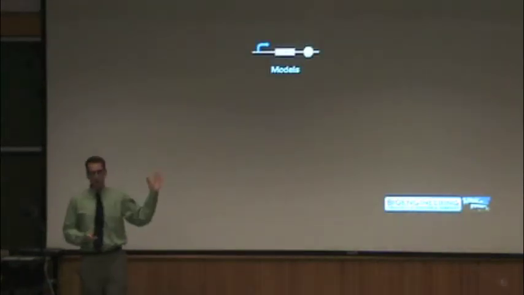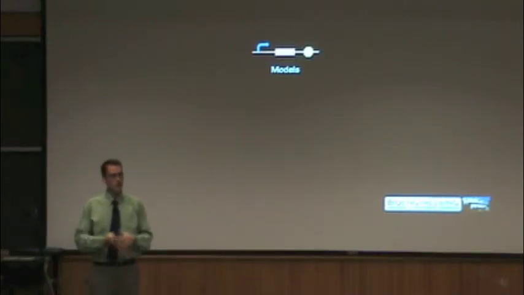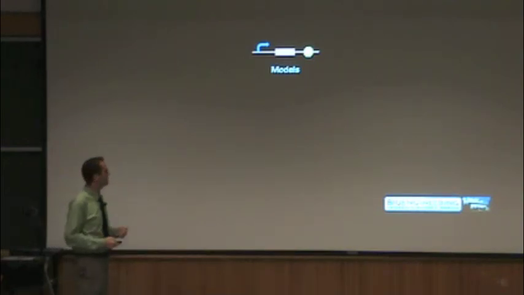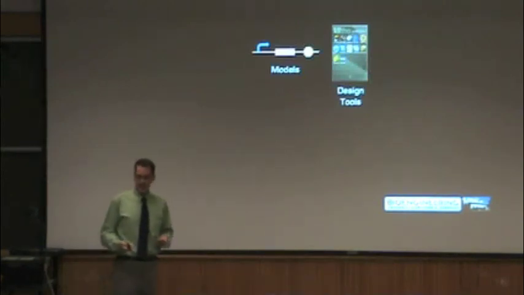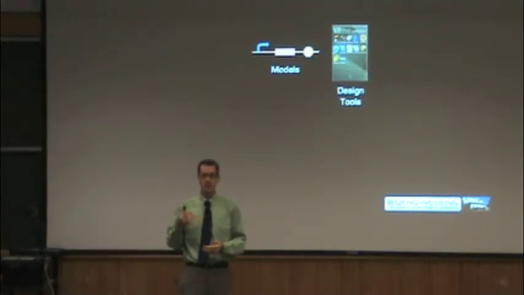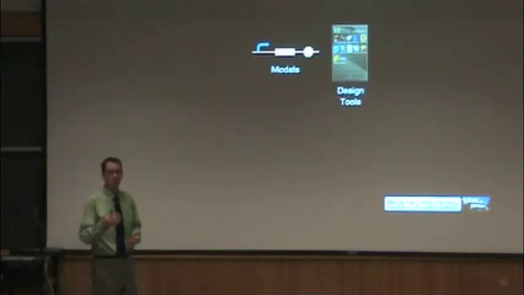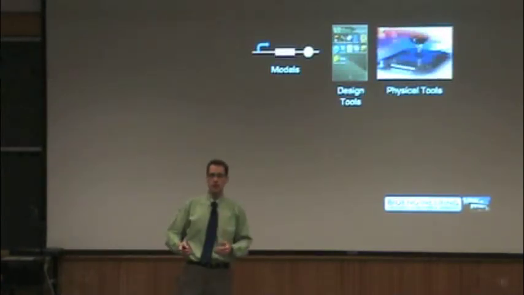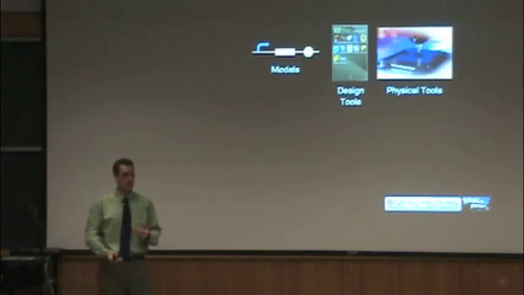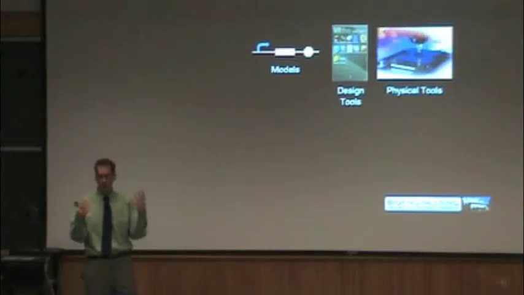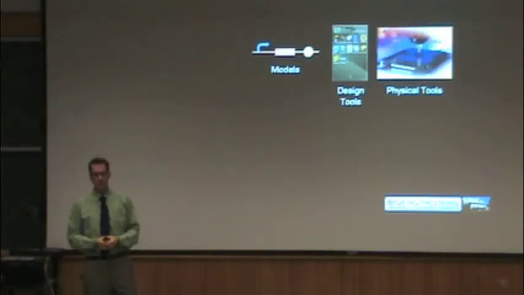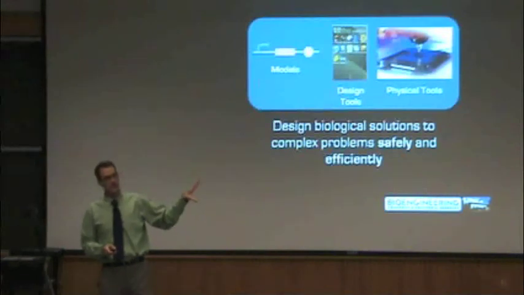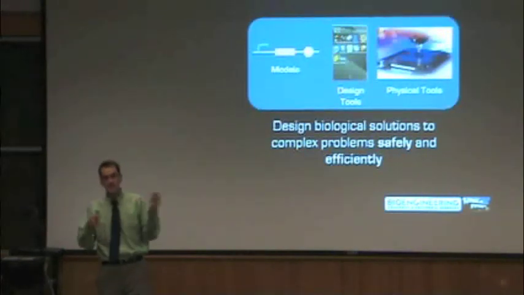So, models, which are abstractions of these strings of DNA, and also the mathematical models that underlie how they actually work inside the cell, which is more systems biology, but the two have a lot to tell one another. You add design tools to that, tools that are going to help you to figure out the best way to build and the best things to build to perform a certain task. And the physical tools that you would need to actually make these, and that could be the robots that move things around, the enzymes that are also produced by microbes that do all of the molecular biology that are part of the toolbox for synthetic biology. If you combine these three together, you have the ability to design biological solutions with increasing complexity and to do it safely and efficiently. And that's really our goal.